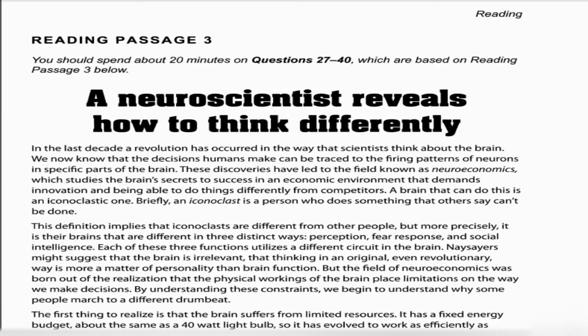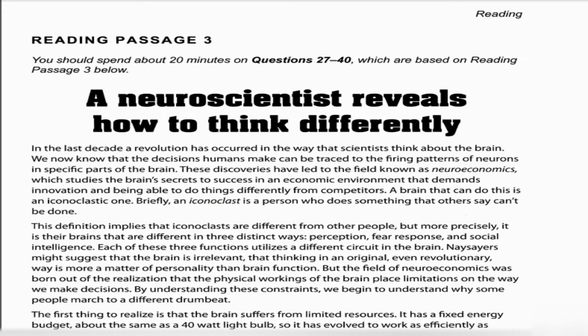So what I'll actually do is I will underline or highlight the key words. So you could actually underline neuroeconomics. That seems to be important. You could highlight iconoclast. That seems to be an important word. Now, we're not going to read everything in this reading passage. We're just reading the first paragraph because it's the most important paragraph.